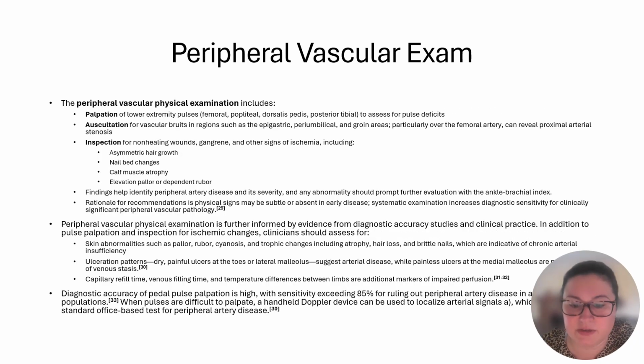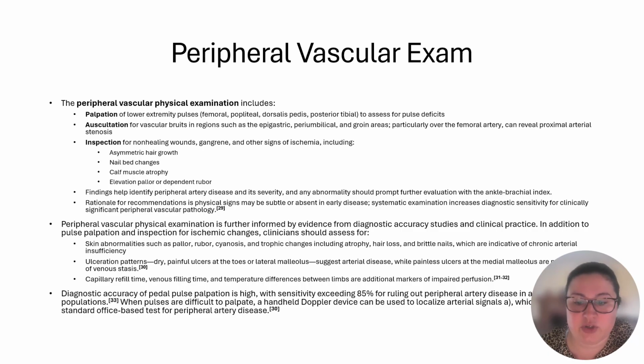The peripheral vascular exam. Again, palpation of the lower extremity pulses, femoral, popliteal, dorsalis pedis, and posterior tibial to assess for defects. Auscultation for vascular bruits in the epigastric, periumbilical, and groin regions, particularly over the femoral artery, can reveal proximal arterial stenosis. Inspection for any non-healing wounds, gangrene, and other signs of ischemia like asymmetric hair growth, nail bed changes, calf muscle atrophy, elevation pallor, or dependent rubor. Any findings can help identify peripheral artery disease and its severity.